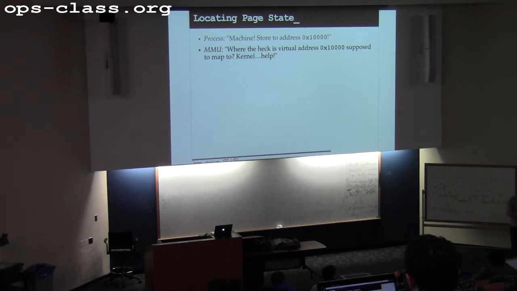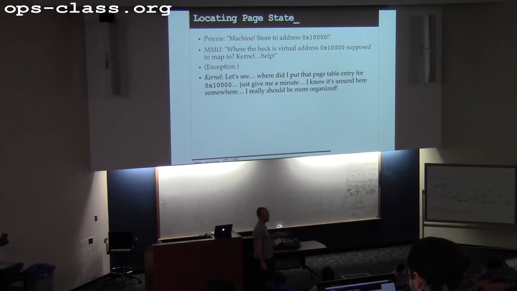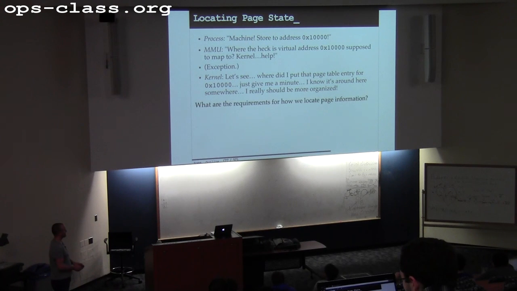So by the time I get into the kernel, I'm already in trouble. I'm already on a slow path. I've trapped into the kernel. I had to do a context switch. It's super expensive. And my cache has failed me. So this is already bad. And if the kernel takes a long time to figure out what to do and how to reload the MMU, it just gets worse and worse and worse. So I need to be able to locate this information extremely rapidly.